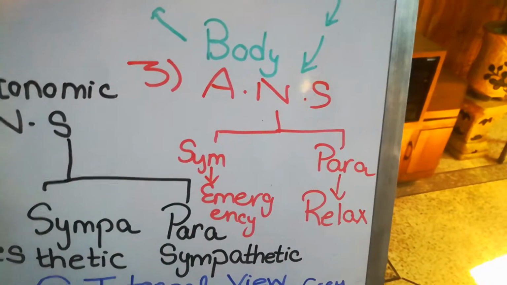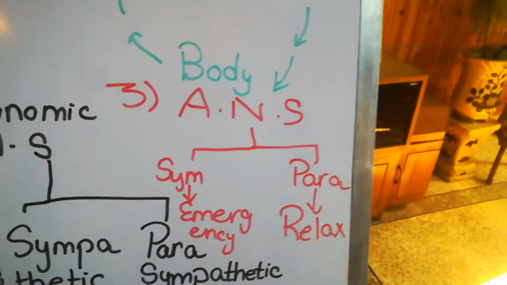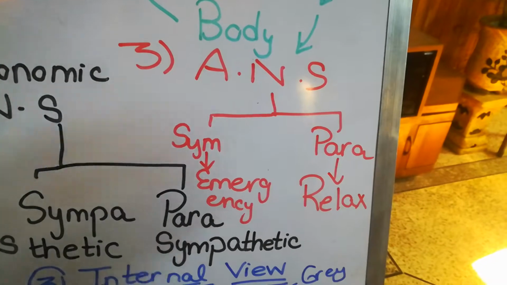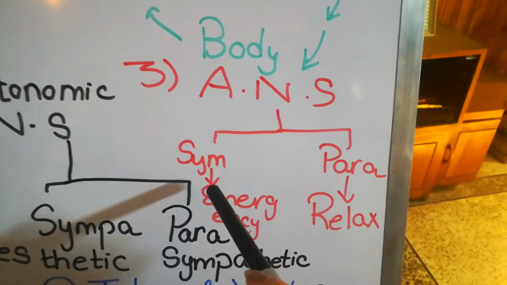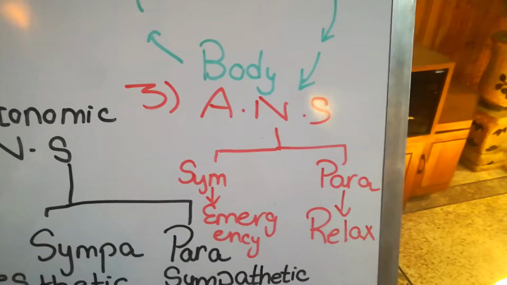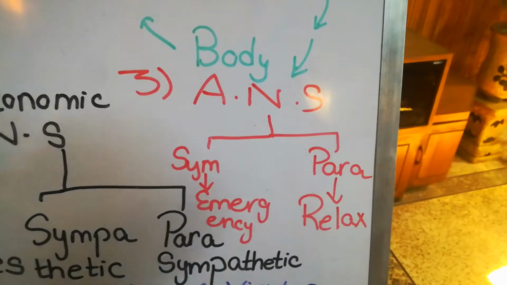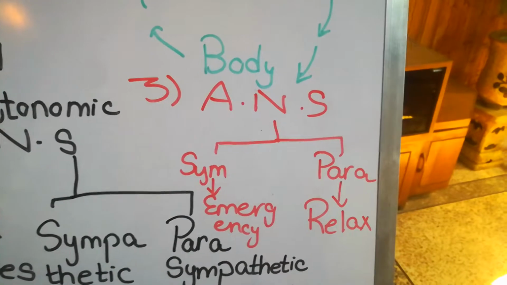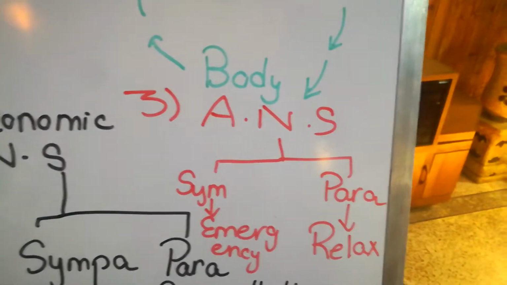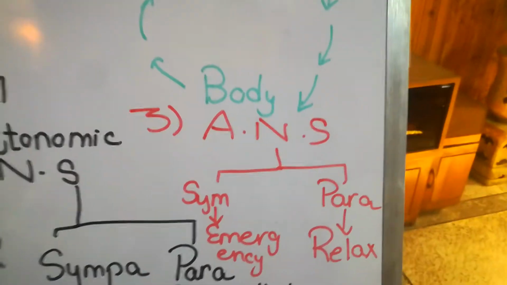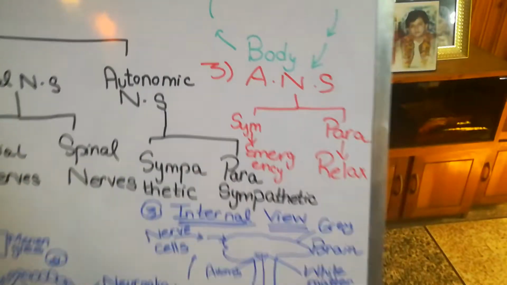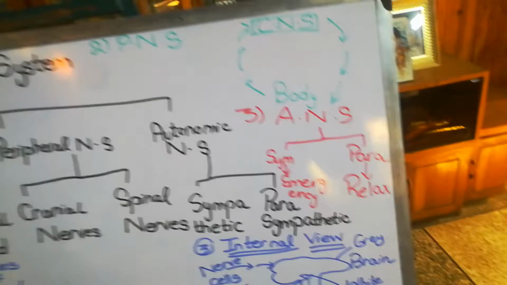Now, let me give you an example to help you understand what is sympathetic and what is parasympathetic. As you have studied in high school classes, sympathetic is basically activated in emergency conditions, in flight or fright conditions. And parasympathetic has the opposite effect of sympathetic, to relax or decrease it.